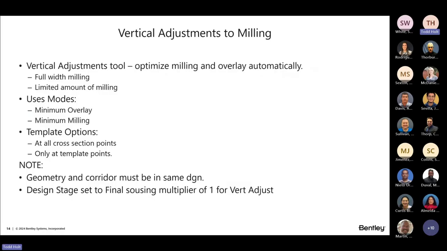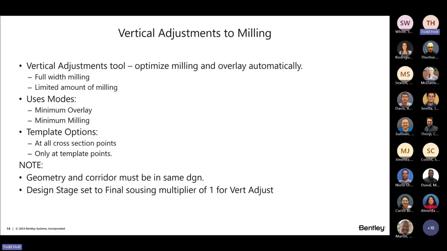Right. So the next tools are really on the overlay. The next tools that we're going to take a look at would be the vertical adjustments to the milling. The vertical adjustments tools help us optimize milling and overlay automatically. The different examples that they have here are a full width milling, or maybe a limited amount of milling that we want to do. That's going to help us create a best fit or a backbone on those vertical adjustments.